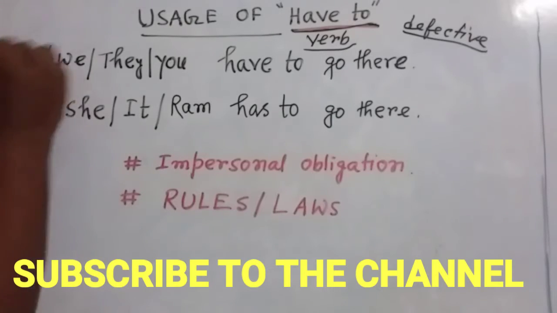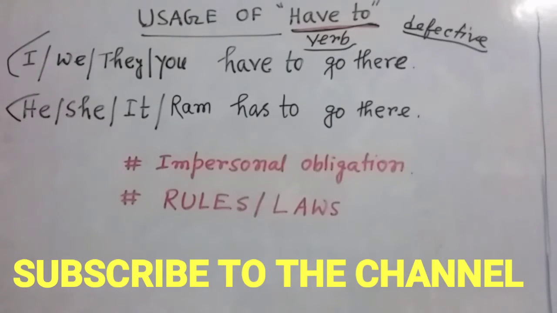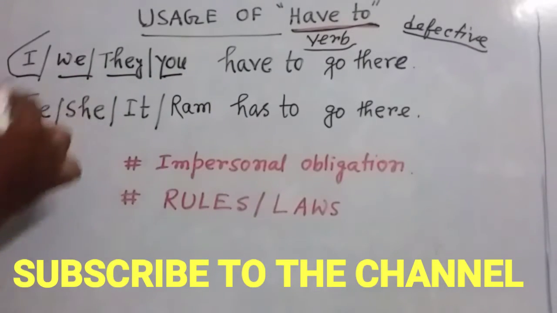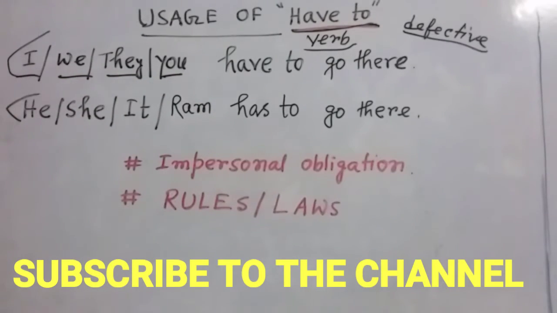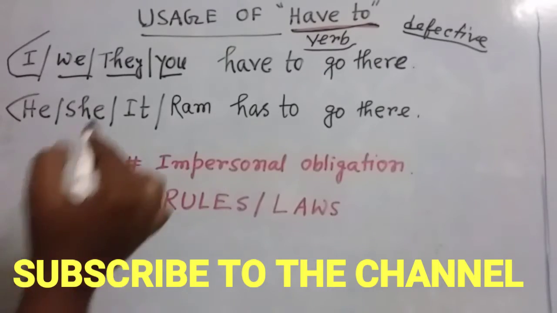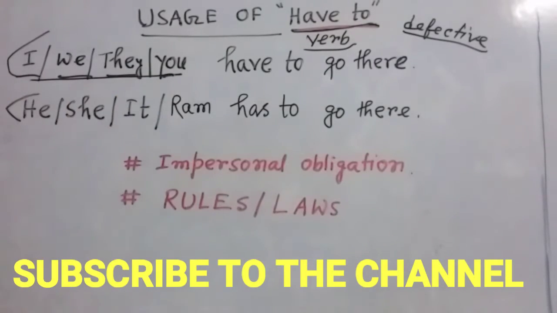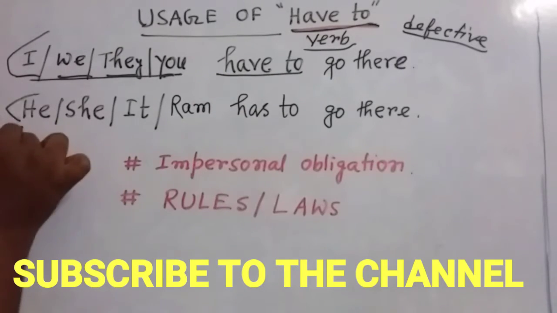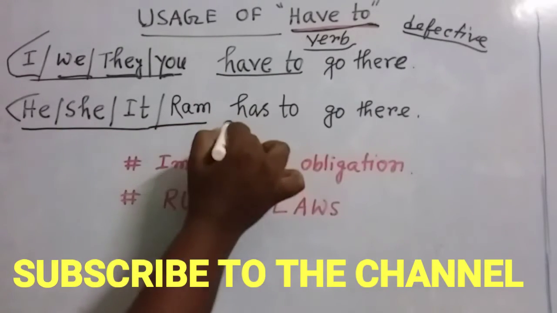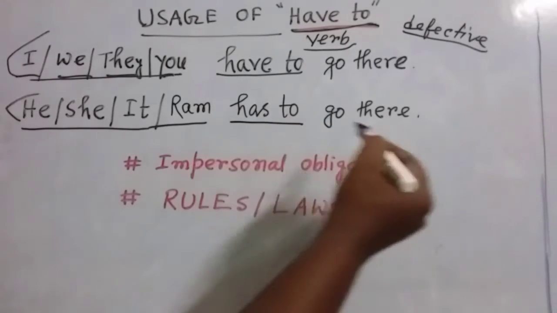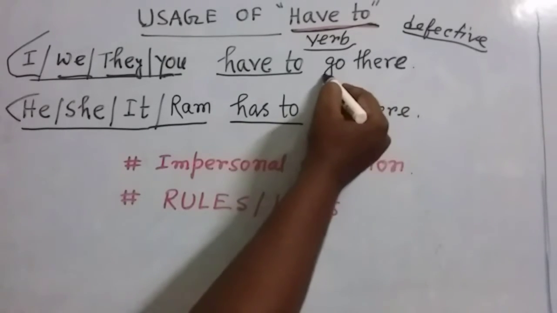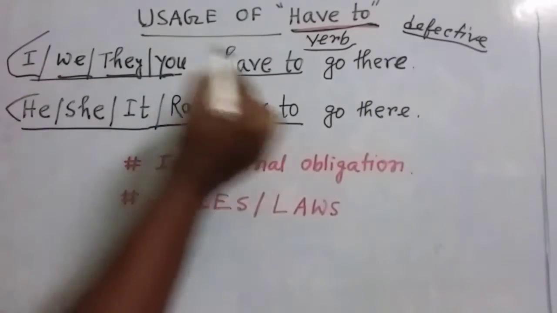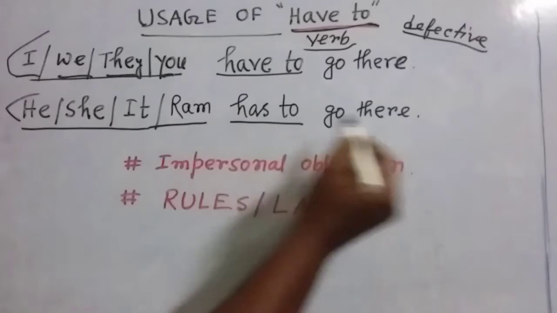Here I have written two sentences. You can look at these sentences. Here I have written I, we, they, you. You can use any one of these subjects. With this type of subject we have to use "have to", and for these types of subjects we have to use "has to", and after that we have to write "to do something". I have written here "go there". So: I have to go there, he has to go there.